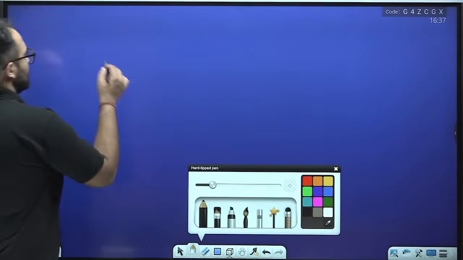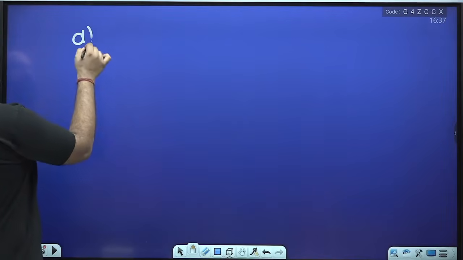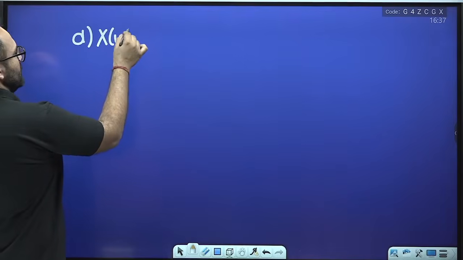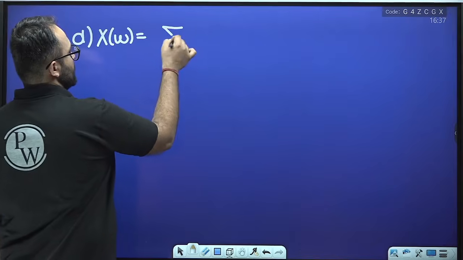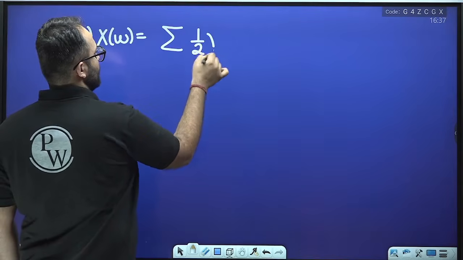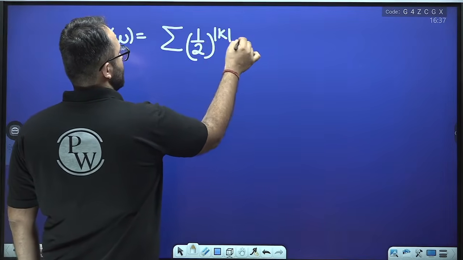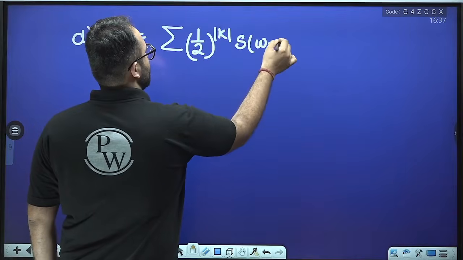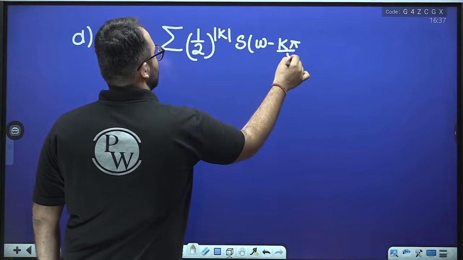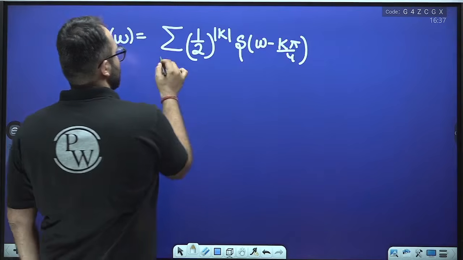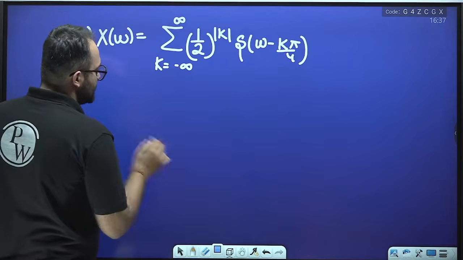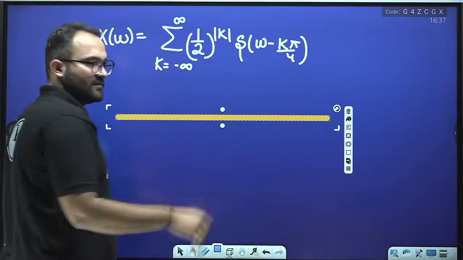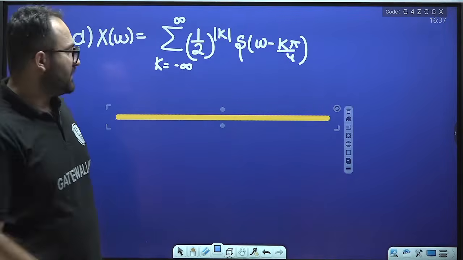So the last one is the D part. X of omega is equal to summation of 1 upon 2 to the power mod k, del of omega minus k pi by 4, with k equal to minus infinity to infinity. So we can see that this will be an impulse train in the omega domain.